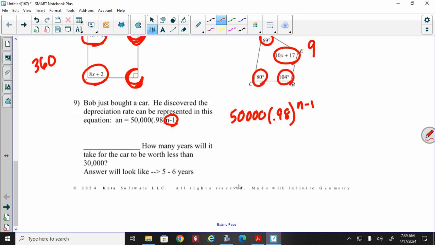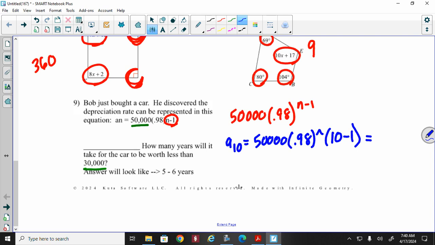So first thing, again, this is a guess and check situation. So we're going from 50,000 all the way to 30,000. So I'm just going to guesstimate. I'm just going to say 10 years. So what happens after 10 years? How much is the car worth? So this is what I'm going to write in my calculator, 10 minus 1. And most of you guys are getting this right now, so I'm hoping that very few of you are having issues with this. So after 10 years, the car is worth 41,687. Oh, that's too much.